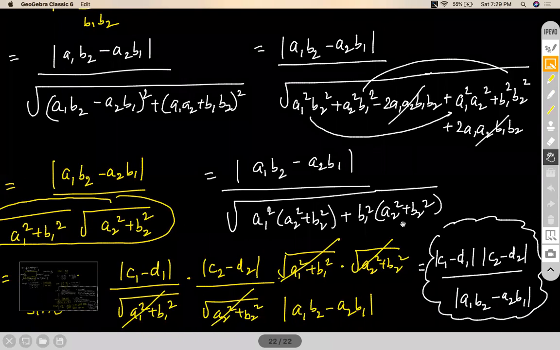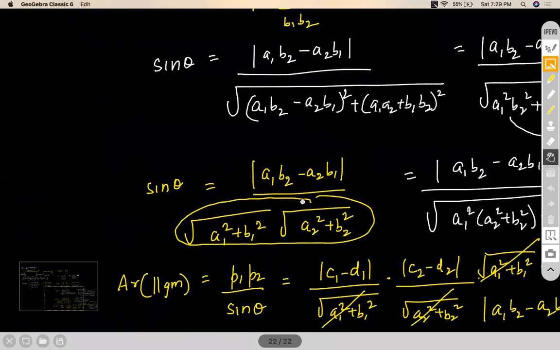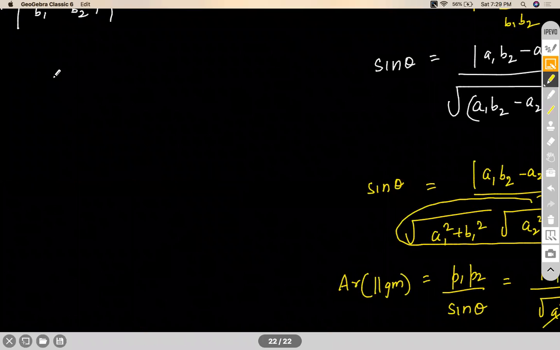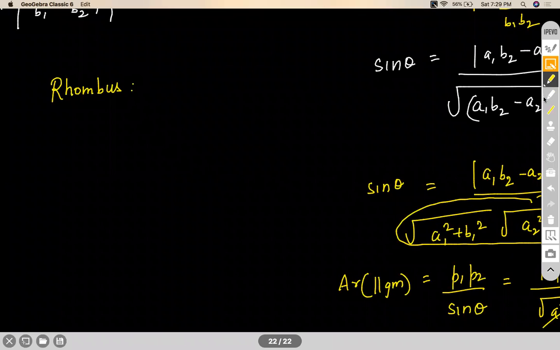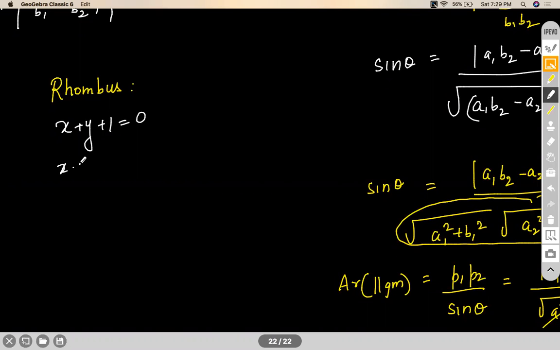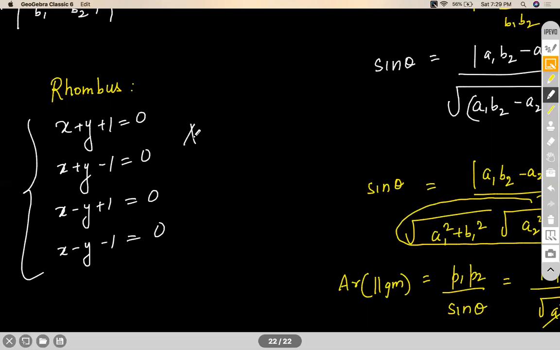Okay, so one quick question before I end the class. Let's say there is a rhombus whose sides are given by these equations: x plus y plus 1 equal to 0, x plus y minus 1 equal to 0, x minus y plus 1 equal to 0, and x minus y minus 1 equal to 0. Please give me the area of this rhombus. You have only 1 minute to do this, lesser than that, in fact.